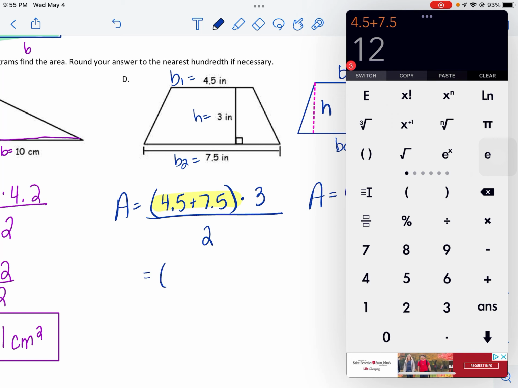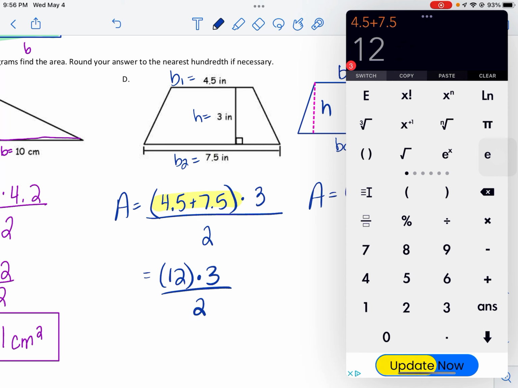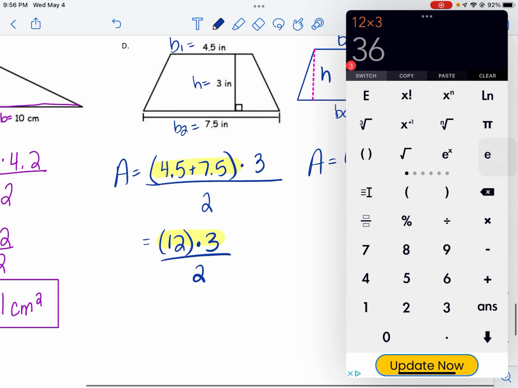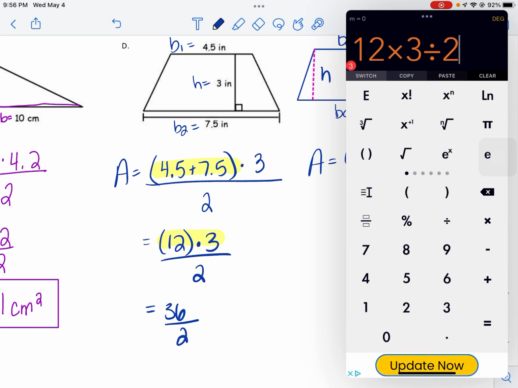So then I have 12, times 3, and then divided by 2. Now I'm going to do the 12 times 3 piece. 12 times 3 is going to give me 36. And then finally, I'm going to take that and divide it by 2.